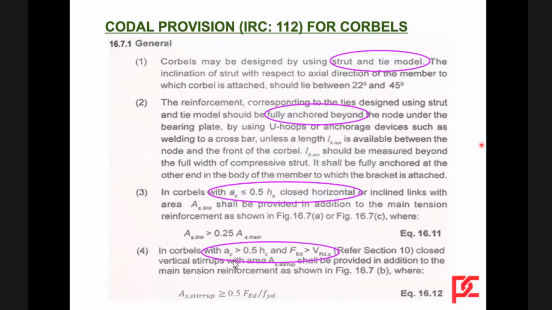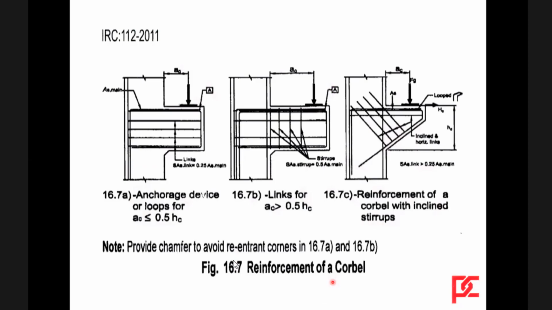When corbel with ac less than 0.5 hc, closed horizontal or inclined links are to be used. In corbels with ac greater than 0.5 hc, closed vertical stirrups are to be used along with the horizontal stirrups. Vertical stirrups are also to be used. And this is a typical reinforcement arrangement within the corbels, as shown.